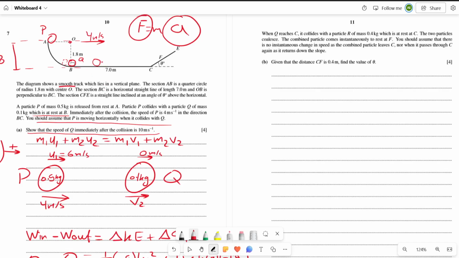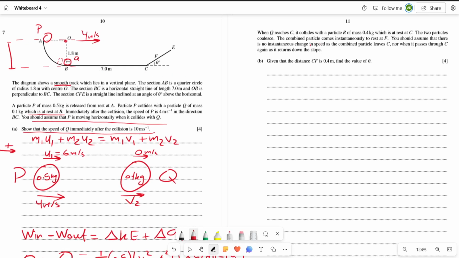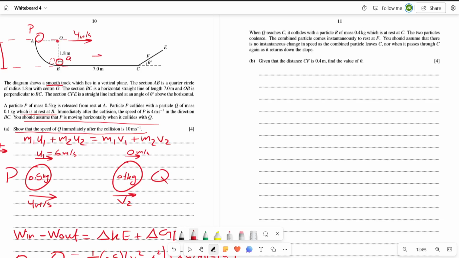No, there is no force acting on it, and the track is smooth, so there is no friction as well. So the external force, or sigma forces, is 0, which makes my acceleration 0 as well. So if I have no acceleration, it means that I'm going to move with constant velocity, which is 10 meters per second. That's what's going to happen to Q. Okay, now let's continue. So Q is going to move to the right with a constant speed of 10 meters per second.